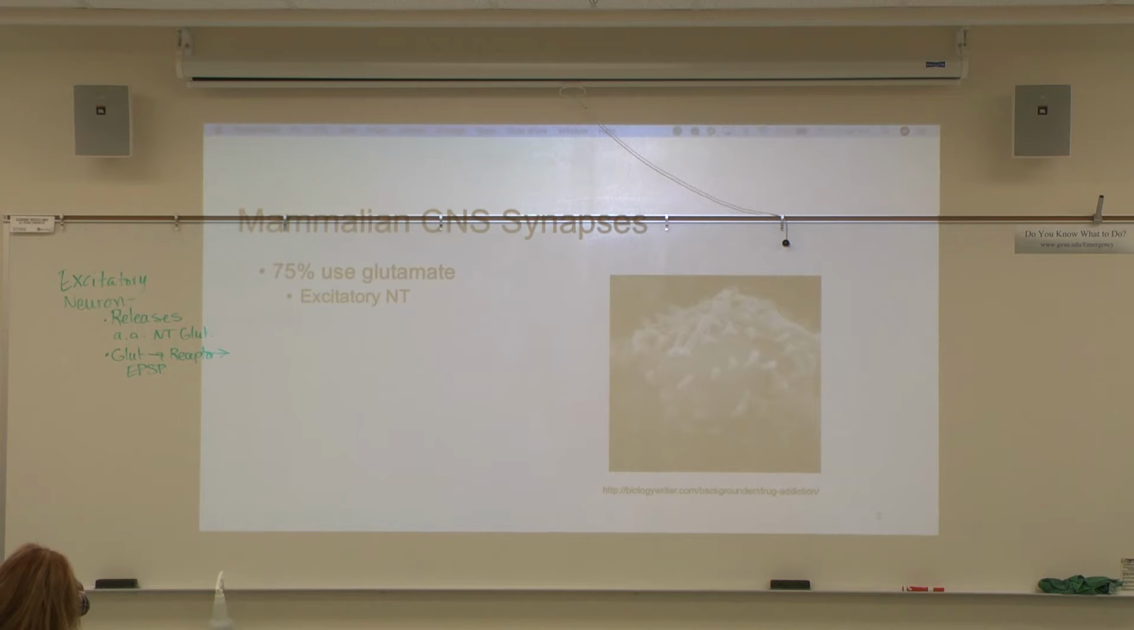So an excitatory neuron releases glutamate. Glutamate causes an EPSP on the postsynaptic membrane. And as Jeanette was saying, that increases the probability that the postsynaptic cell will reach threshold.